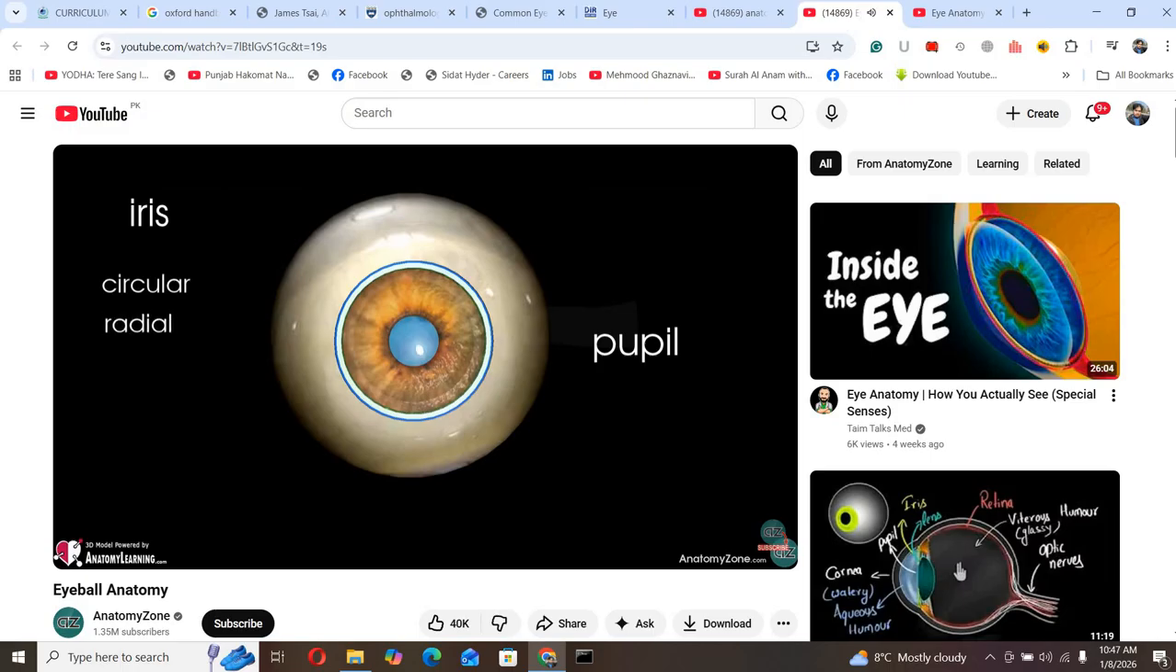The circular fibres make up the sphincter pupillae muscle, which is innervated by the parasympathetic nervous system. Activation of this system causes constriction of the pupil, which thereby limits the amount of light that can enter the eye.